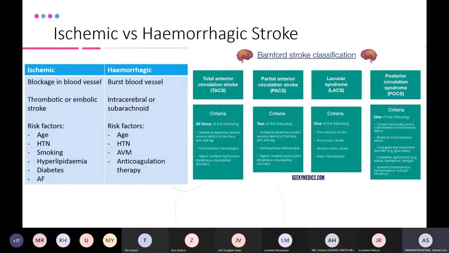And then for hemorrhagic, if a patient's got any sort of arteriovenous malformation, or if they're on anticoagulation therapies as well, that increases the risk of bleeding and causing brain bleeds.